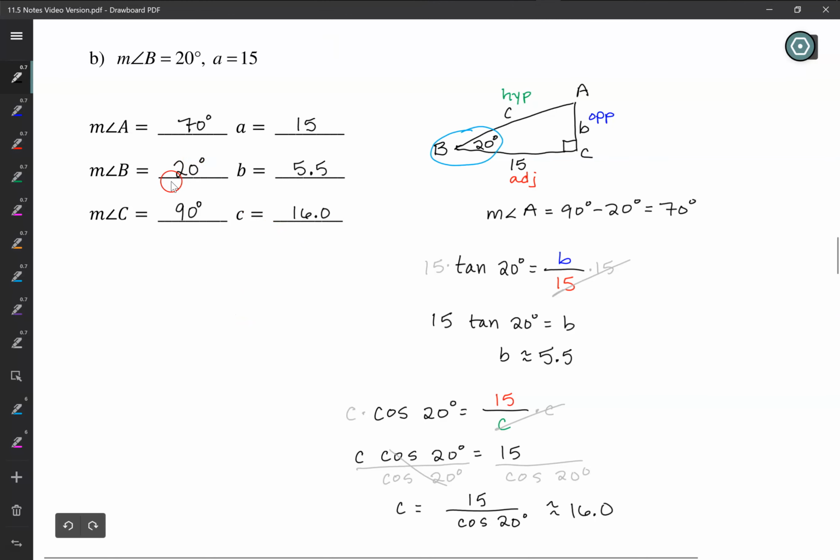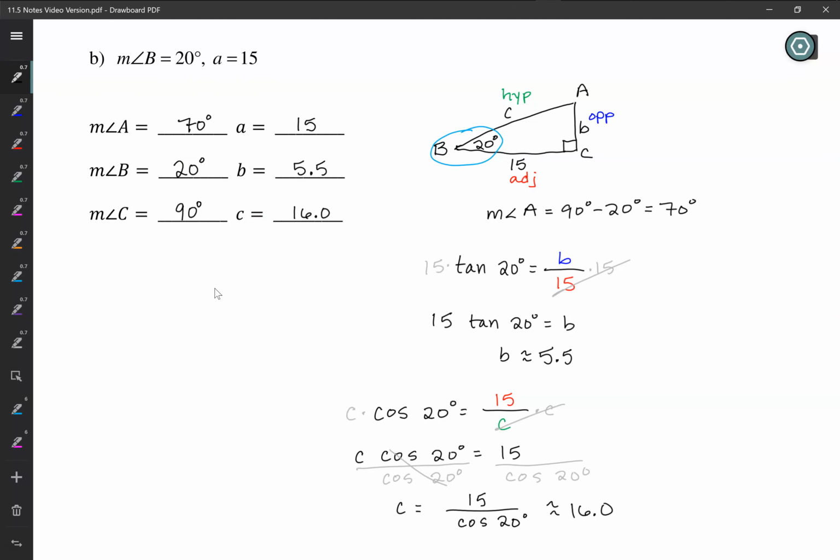So, smallest angle is across from shortest side. Biggest angle is across from longest side. Angles add up to 180 degrees. Looks good.